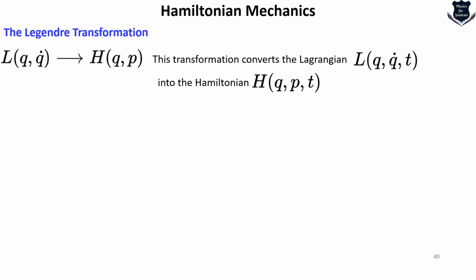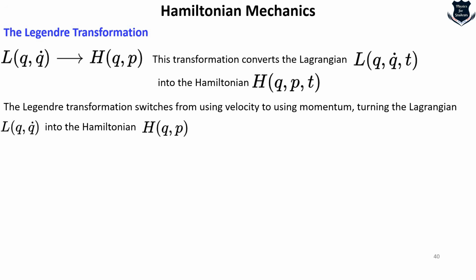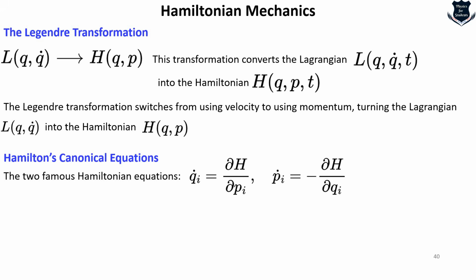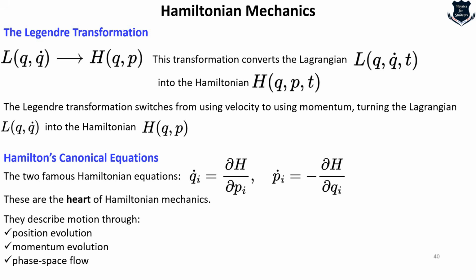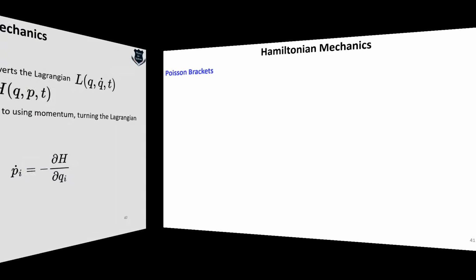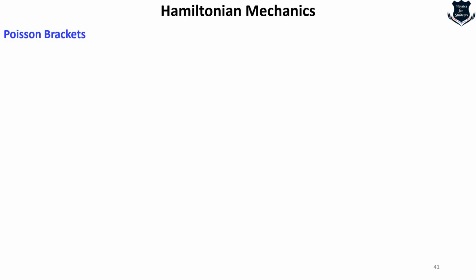Instead of describing something using a variable like velocity, it lets you switch to another variable like momentum in a much more convenient way. So we switch from Lagrangian, velocity based, to Hamiltonian, momentum based. The Legendre transform is the tool that performs this switch. Then come Hamilton's canonical equations. This is the heart, which I have already explained: the position evolution, momentum evolution, and the phase space flow. Another important concept which comes across here is the Poisson bracket.